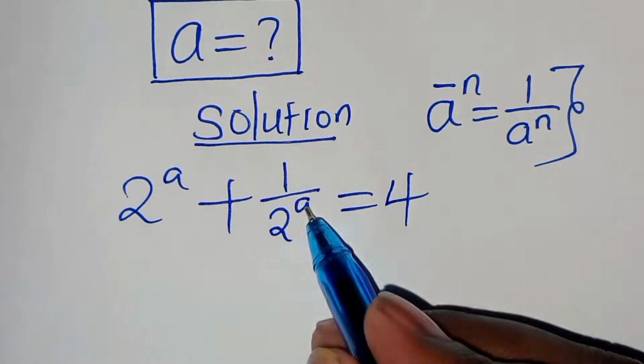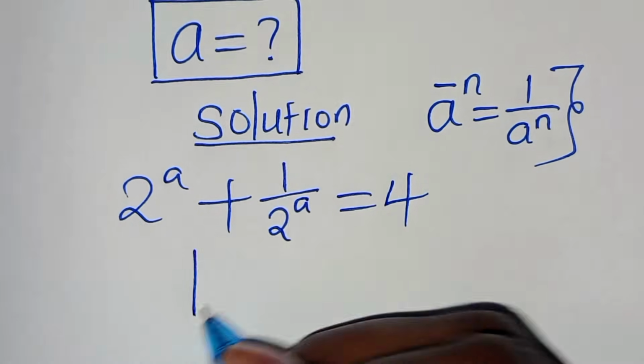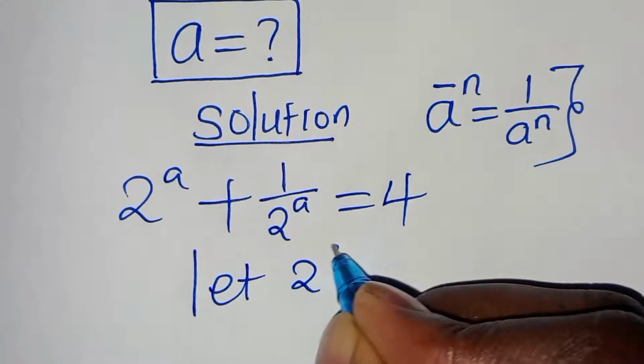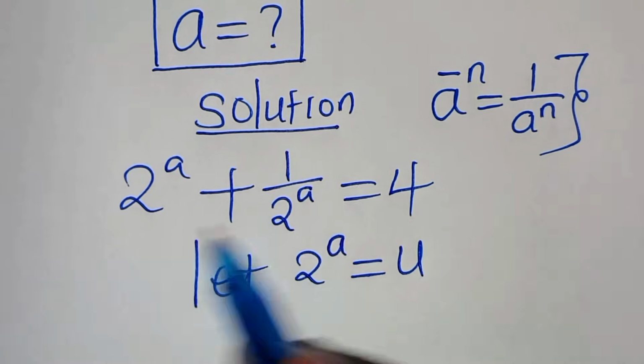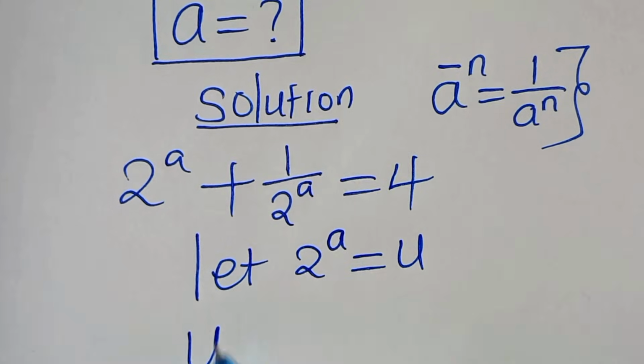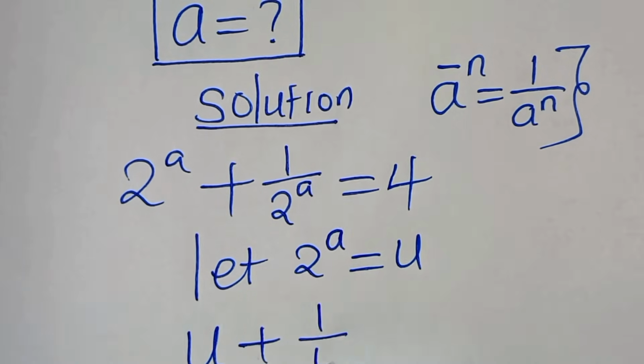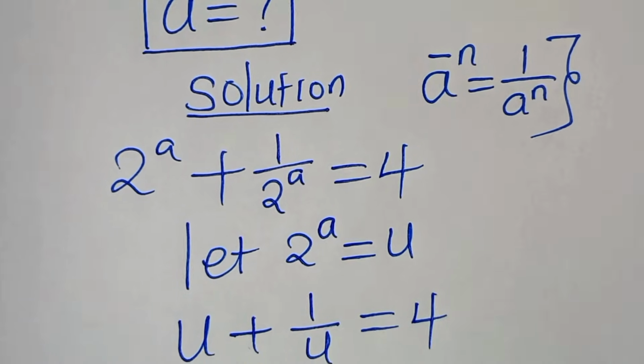Now we have 2 to the power of a here and 2 to the power of a. So we can let 2 to the power of a be equal to u. So let's substitute u into this equation here. So we have u plus 1 over u. This is equal to 4.